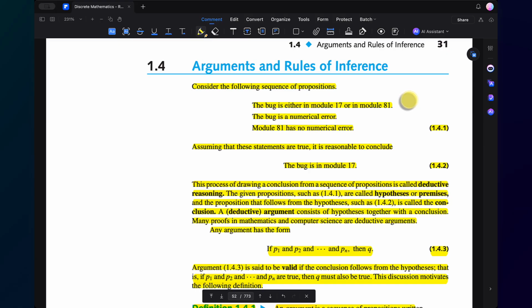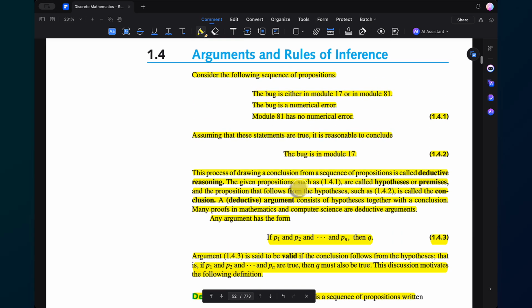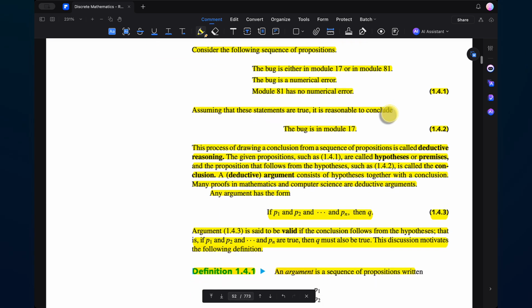Okay, so here I'll just read this yellow stuff to you. You could read it, of course, but consider the following sequence of propositions. First, the bug is either in module 17 or in module 81. The bug is a numerical error. Module 81 has no numerical errors. Assuming that these statements are true, it is reasonable to conclude that the bug is in module 17.